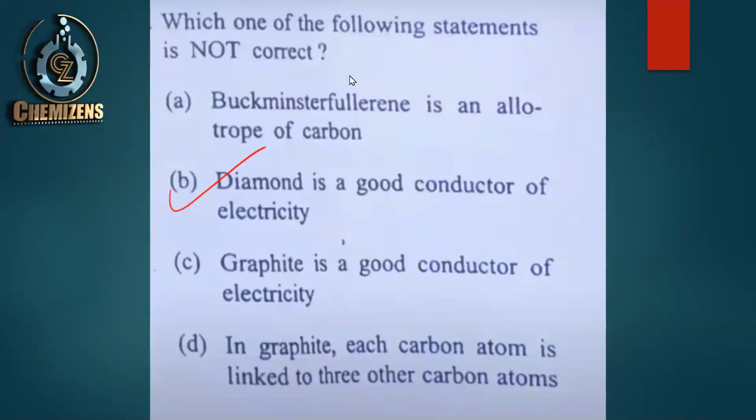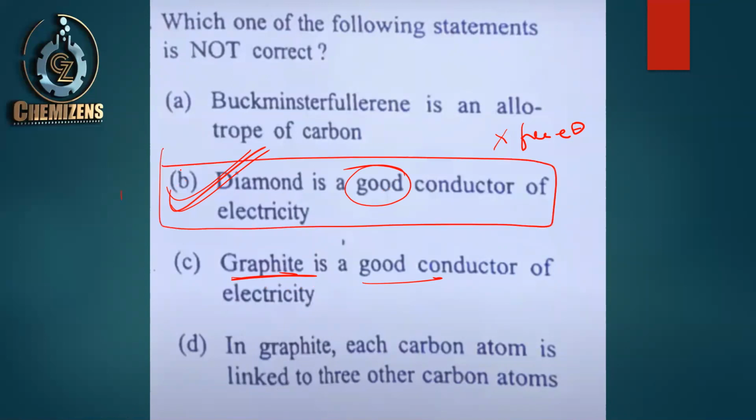which one of the following statements is not correct? Let's read all the statements one by one. Buckminster fullerene is an allotrope of carbon. This statement is correct, so this cannot be our option. Next, diamond is a good conductor of electricity. No, diamond has no free electrons, so it cannot conduct electricity. Rather, it's a bad conductor of electricity. Let us read the other. Graphite is a good conductor because it has got free electrons, and in graphite each carbon is bonded to other carbons by covalent bonds. So obviously the second statement here is not correct, which makes it the correct option for the question.